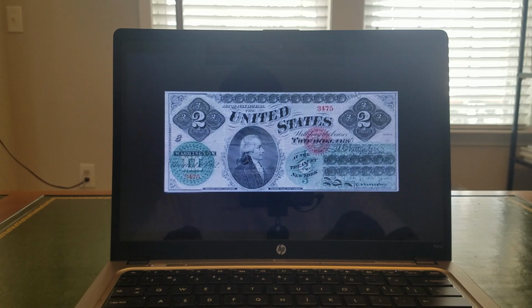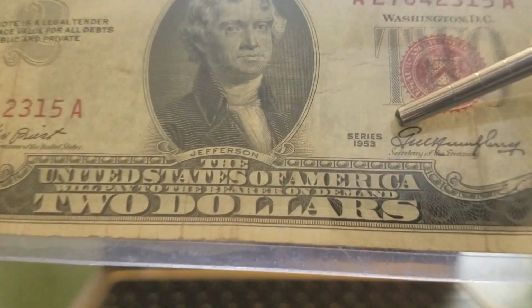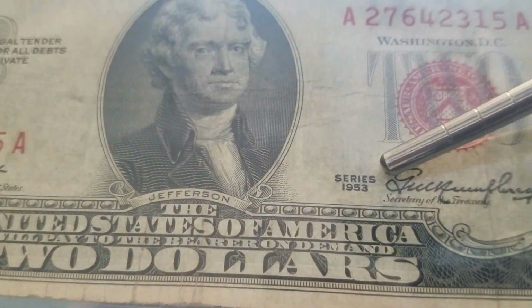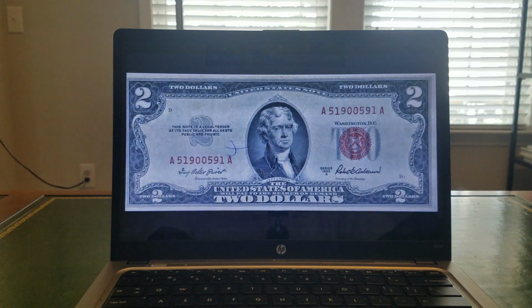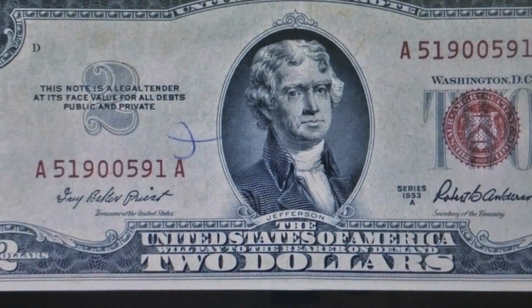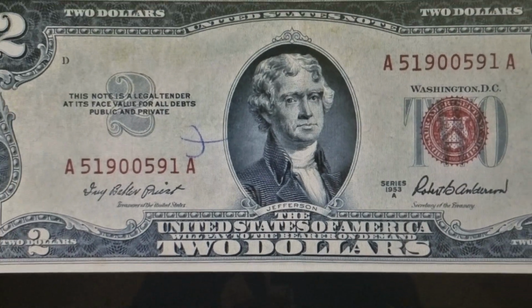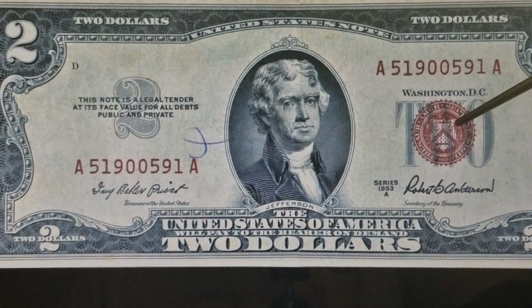Now moving to the next series year, which is 1953, as we see here. Zooming in a bit, I had a series year 1953, and as we see up top, United States note, red seal, red serial number.